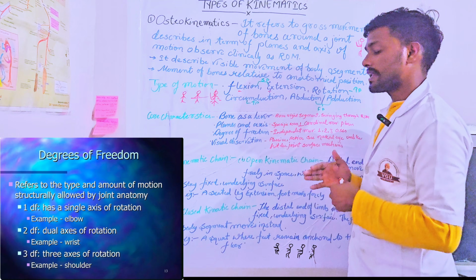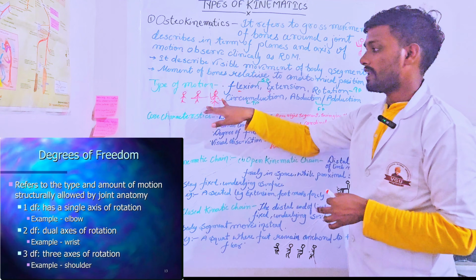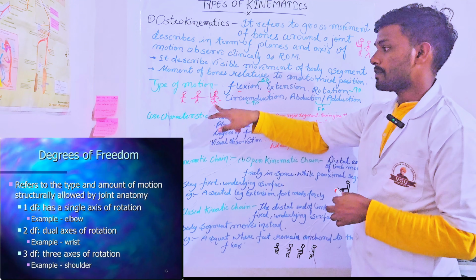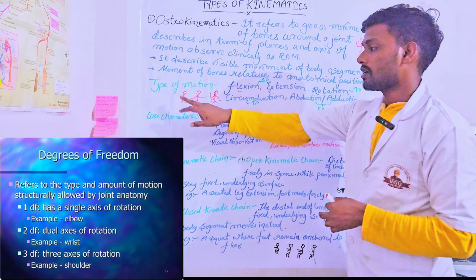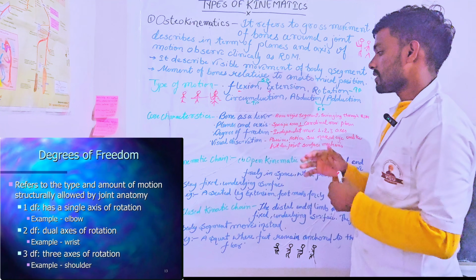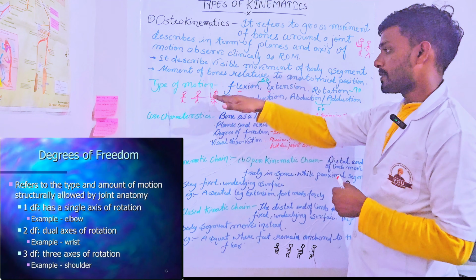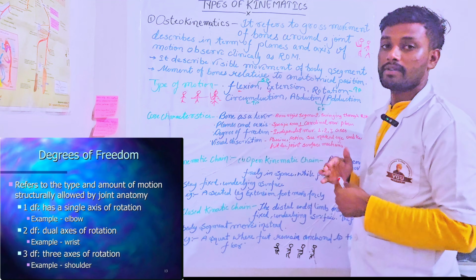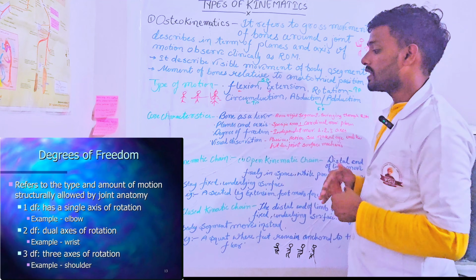Next is planes and axes. We have already covered the planes and axes of the body, which are the sagittal plane, the transverse plane and the frontal plane. Each has a specific axis perpendicular to the cardinal movement performed by the person. Next is degree of freedom.